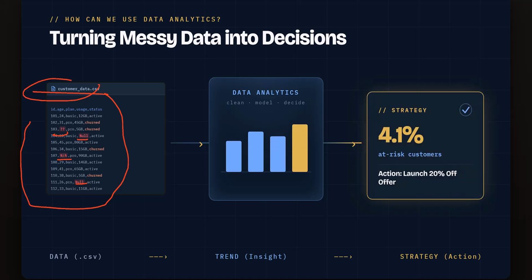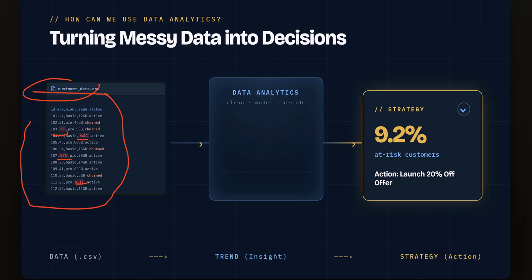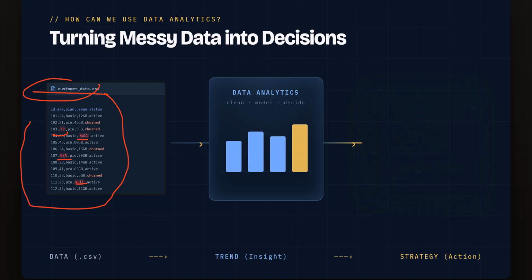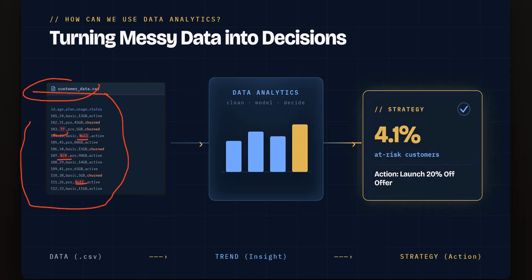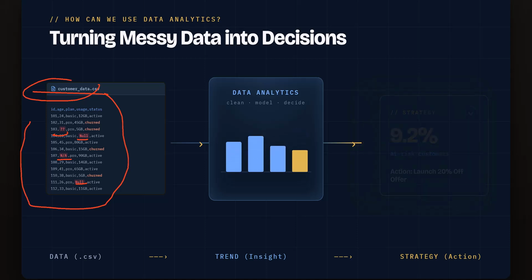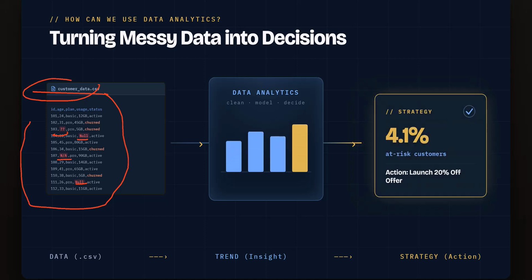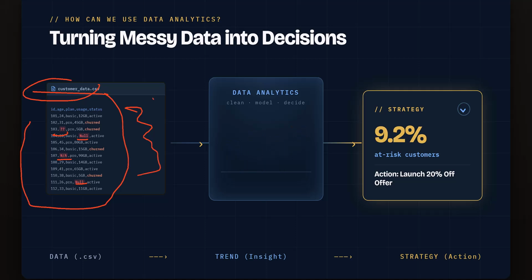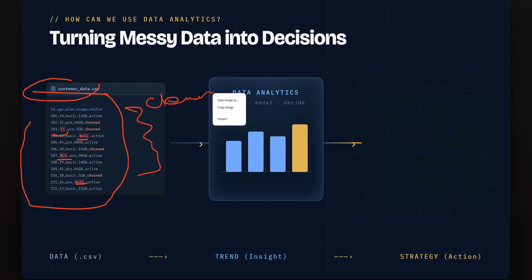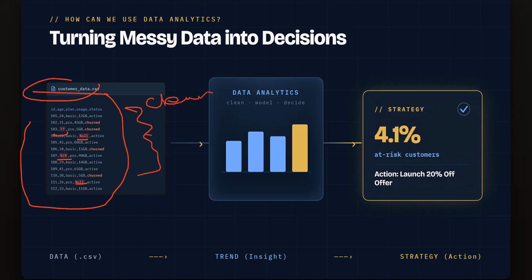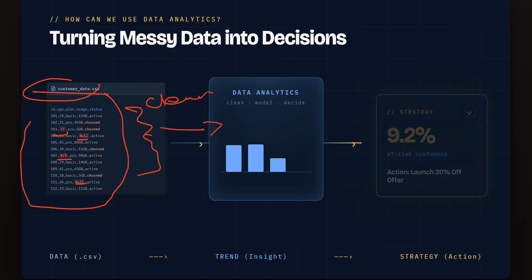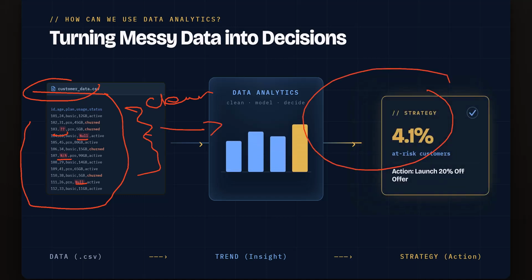If you just stare at this raw data, it doesn't really tell you what to do. It has to go through our analytics engine. This is where the core work of this unit happens. We clean out all of these errors, and then we model the patterns, and we extract the insights. All right, this is the insight.